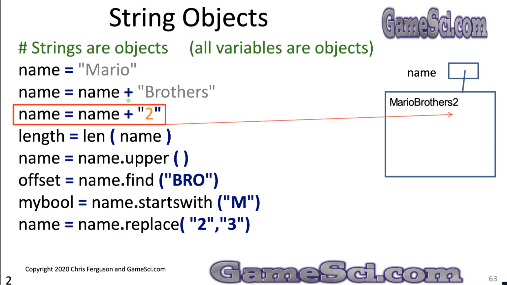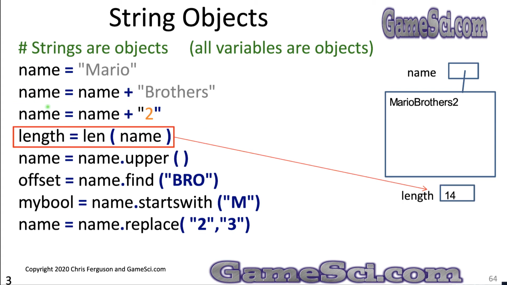This is why you have to worry about the type of the variable. The plus operator will work with strings. Length equals len of name. Len is a built-in Python function that will tell you the length of something. The length of Mario Brothers 2 is 14. There are 14 characters in this string if you count them. 1, 2, 3, dot, dot. This is the 14th character in the string. Length, or len, will return the size of the string, and a 14 gets assigned to the variable length.